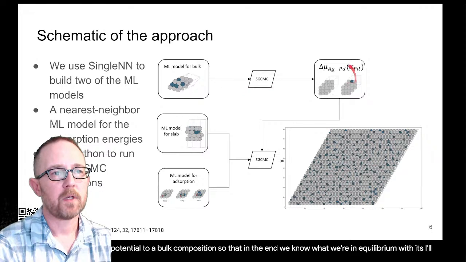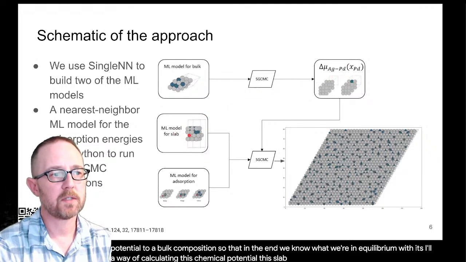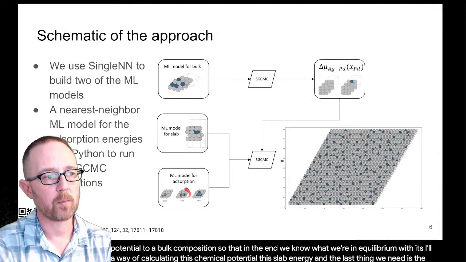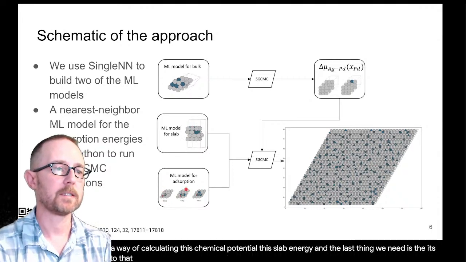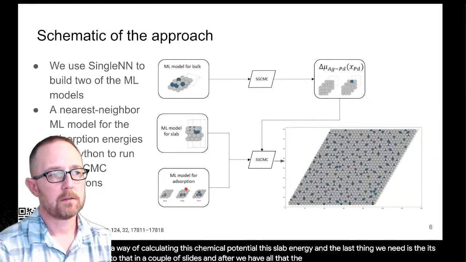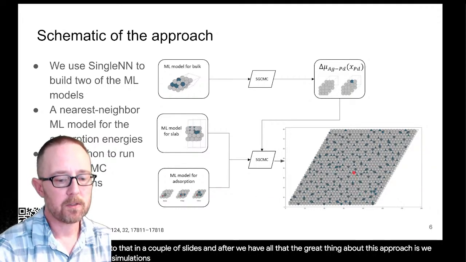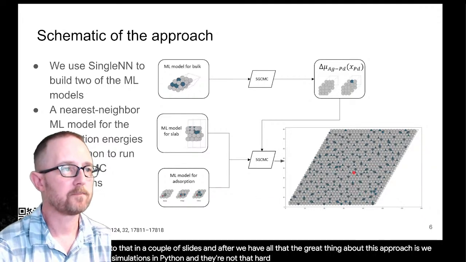We will then have a way of calculating this chemical potential, this slab energy, and the last thing we need is the adsorbate energy. And we'll get to that in a couple of slides. And after we have all that, the great thing about this approach is we can do these Monte Carlo simulations in Python, and they're not that hard to write.